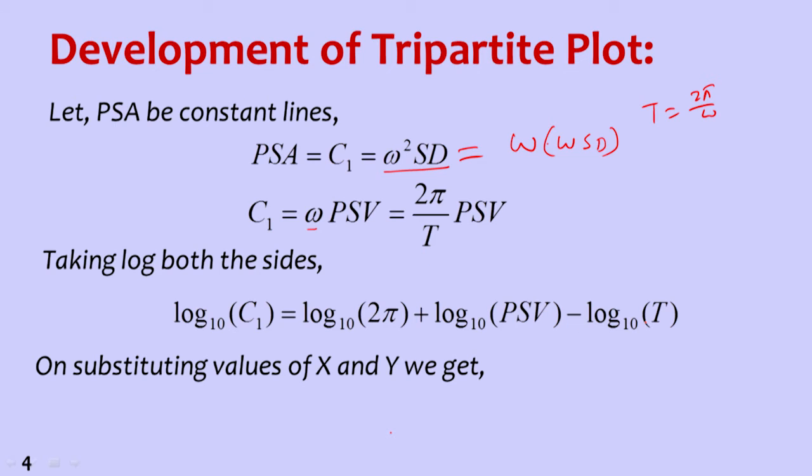Then on substituting the values of x and y we get, so what is x? x is log t and y is log PSV. So if we substitute that value, log to the base 10 of constant C1 is equal to log 10 2 pi plus y minus x. So this is y and this is x.